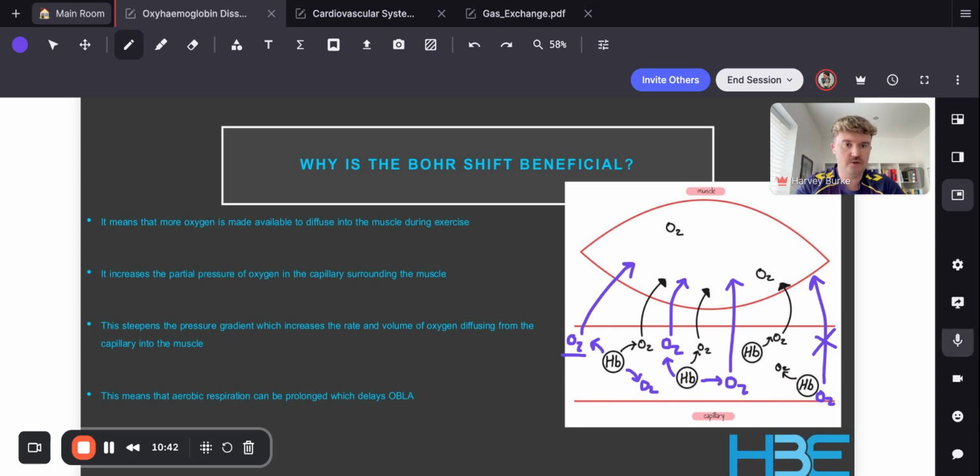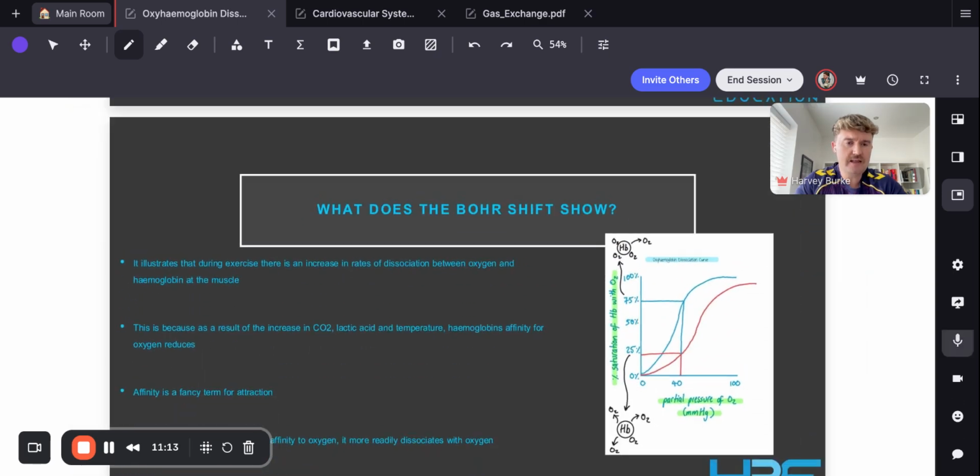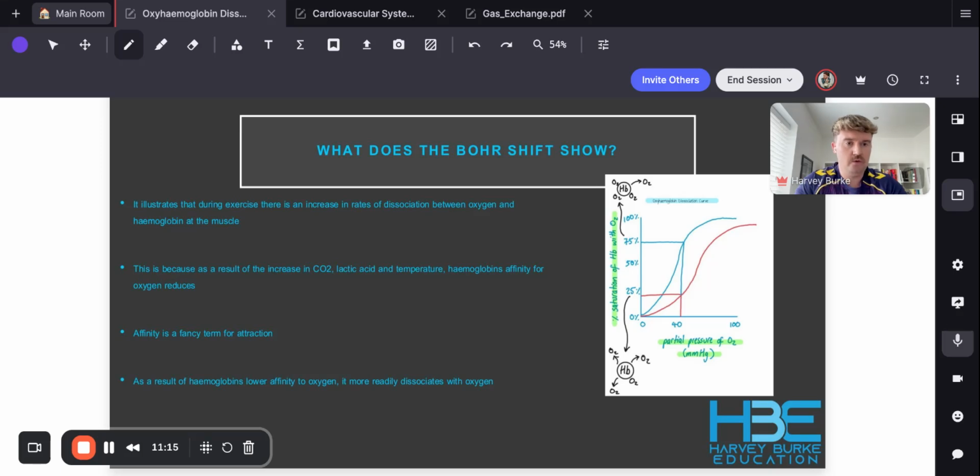And the reason why that's such a good thing is it means that eventually the muscle has even more oxygen diffusing into it, and that can then prolong the use of the aerobic system. It can delay OBLA and delay lactic acid production. So that's the relevance of the Bohr shift. Ultimately, it just means that hemoglobin is dissociating with even more oxygen, making more oxygen diffuse into the muscle and delay OBLA.